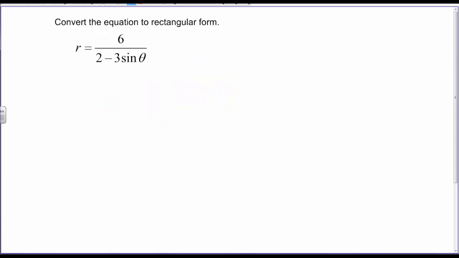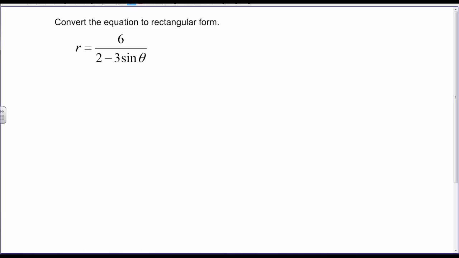We're going to do the same for this equation and do some conversions in this case. This next problem is going to be much more complicated than the previous. In this case, we have r equaling 6 over the quantity of 2 minus 3 sine theta.